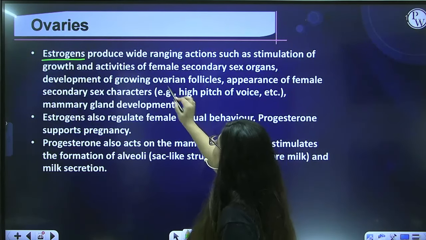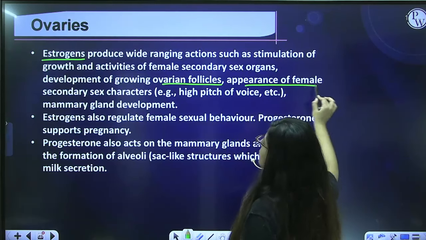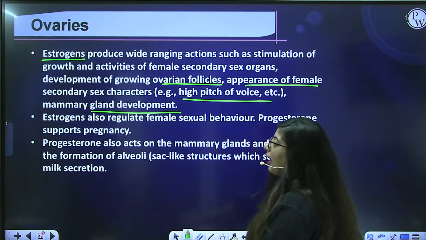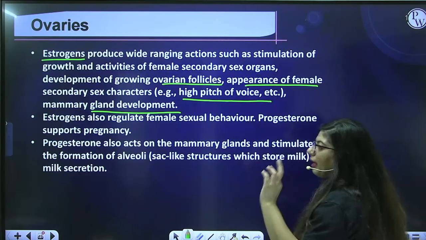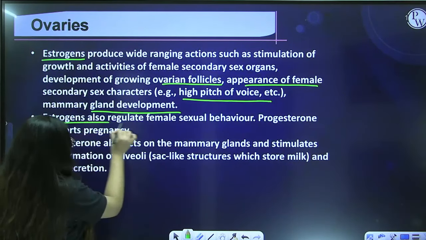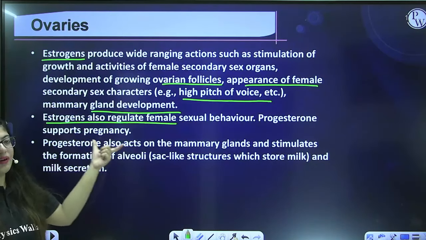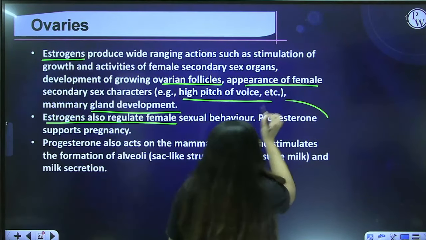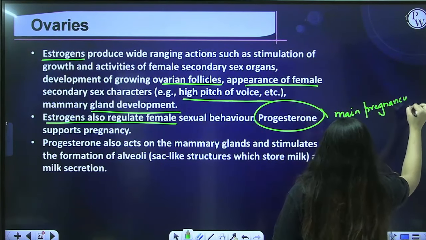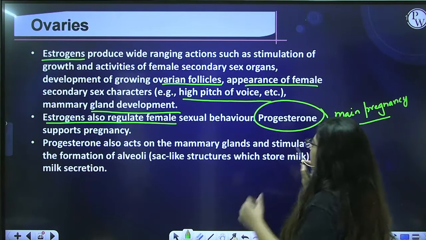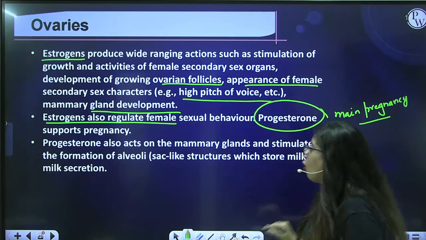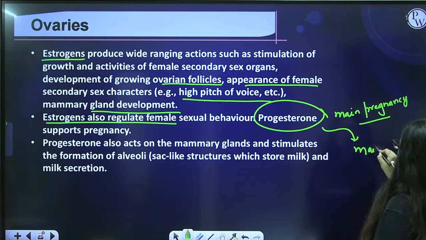So the development of the ovarian follicle will start, and appearance of female secondary sexual characters like high pitch voice, mammary gland development. Estrogen also regulates female sexual behavior. Like in male, testosterone controls the libido, in female, estrogen regulates the libido. Progesterone is the one that supports pregnancy. So if someone asks what is the main pregnancy hormone, you will say progesterone. Why? Let's see. Progesterone acts on the mammary gland and stimulates the formation of alveoli and milk secretion. Also, progesterone maintains the endometrium.